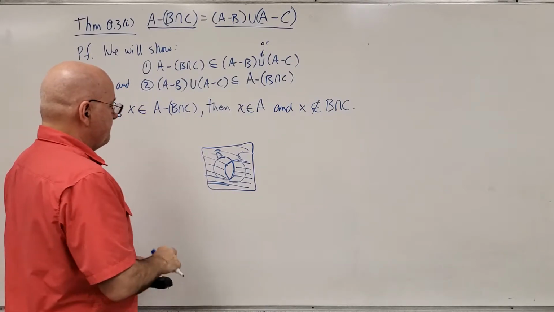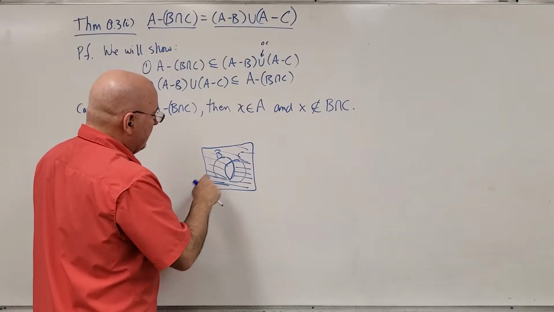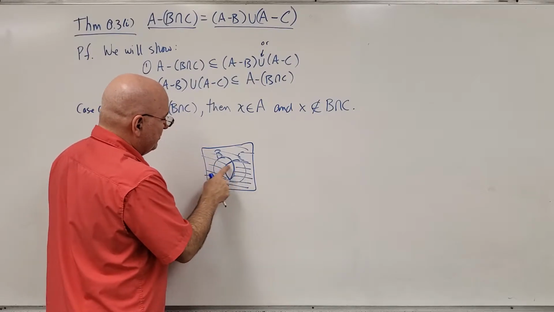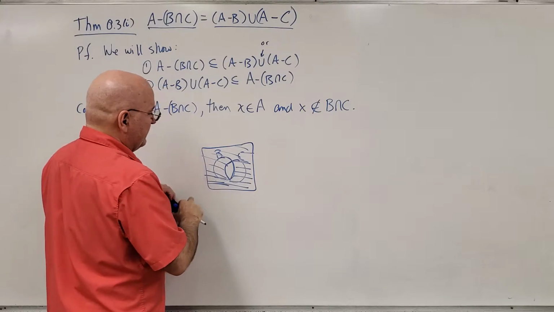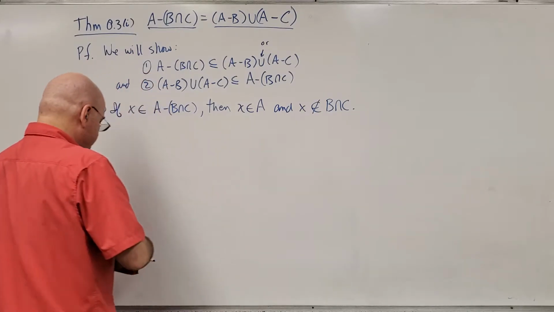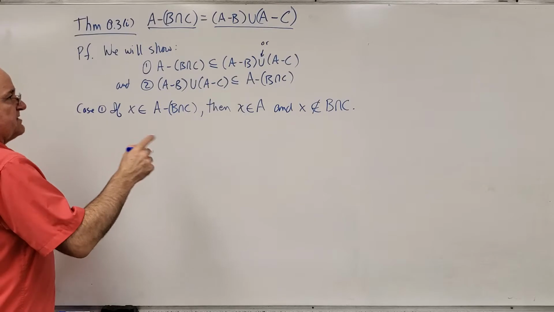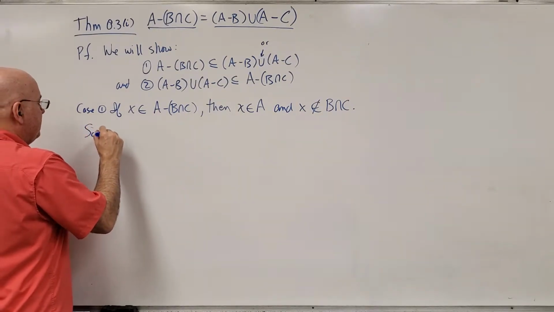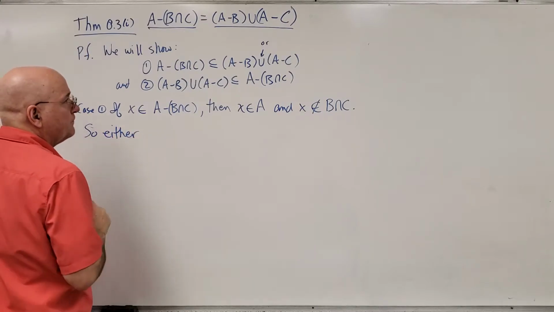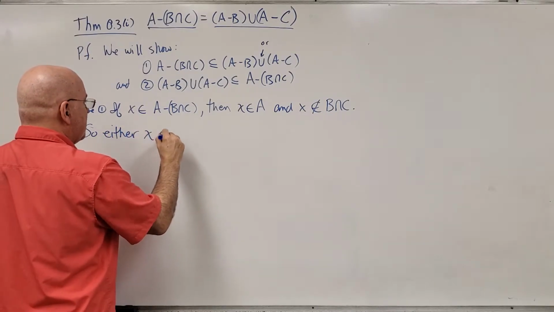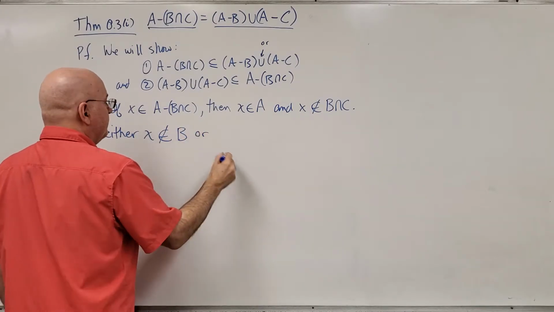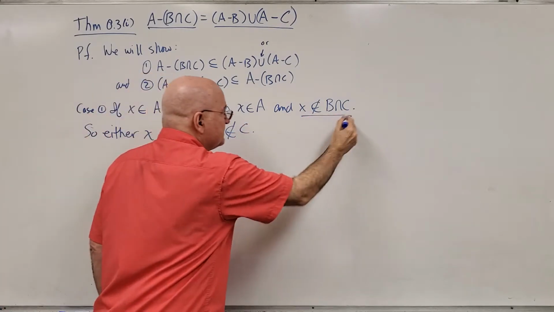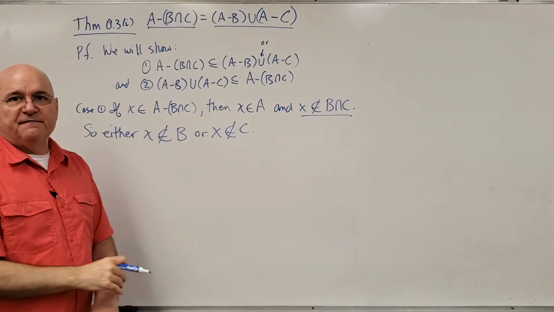Okay, so if you happen to be in the circle B, you can't be in C. If you're in C, you can't be in B. You can't be in that region right there. Okay, so you're not in the intersection, you're not in both of them. So either x is not in B or x is not in C. That's what this statement means. Again, you can draw your Venn diagram to convince yourself of that.